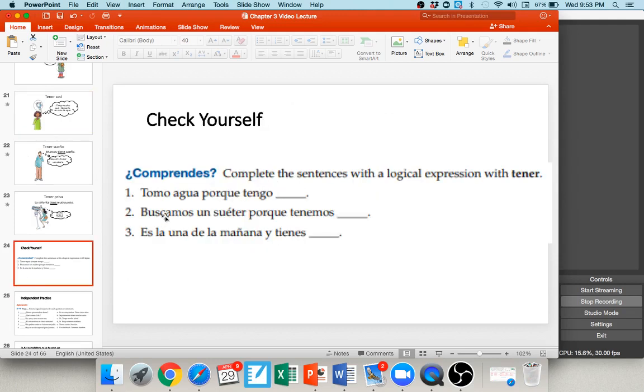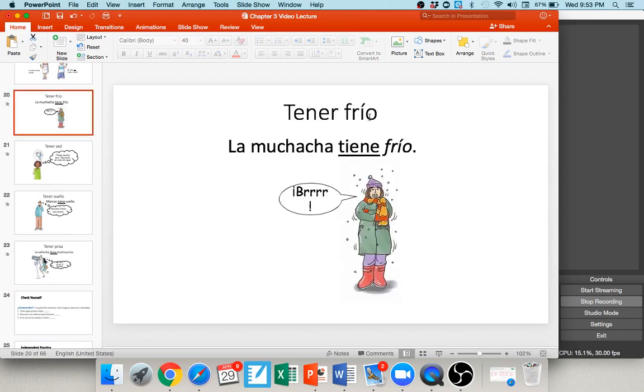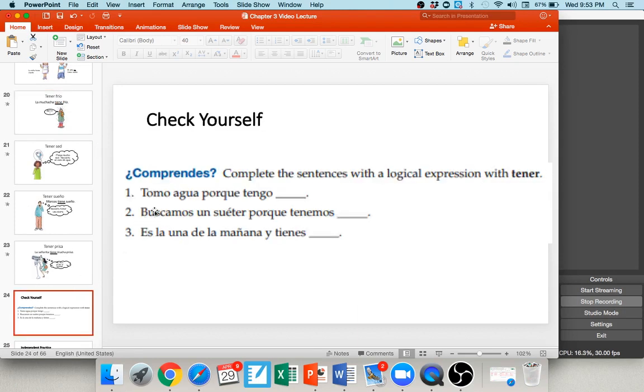Number 2 tells us that buscamos un suéter porque tenemos blank. We're looking for a sweater because we are blank. Well, you might be wanting to put on a sweater because you're feeling a little chilly. So to be cold, you may recall from earlier, is tener frío. So I'm going to say that buscamos un suéter porque tenemos frío.